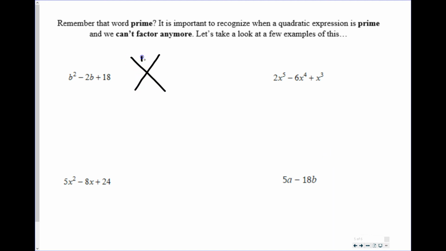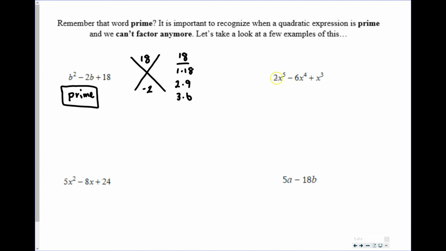I'm going to put an 18, and I'm going to put a negative 2 here. I'm going to write my factors of 18: 1 and 18, 2 and 9, 3 and 6. And when I look at each of these pairs of numbers, I notice that none of them will give me a negative 2. I can't do anything with that. So this can't be factored, so I'm going to write the word prime here. Okay, it can't be factored any further.